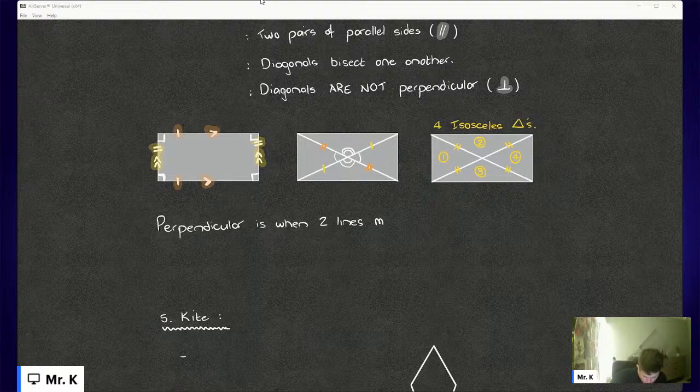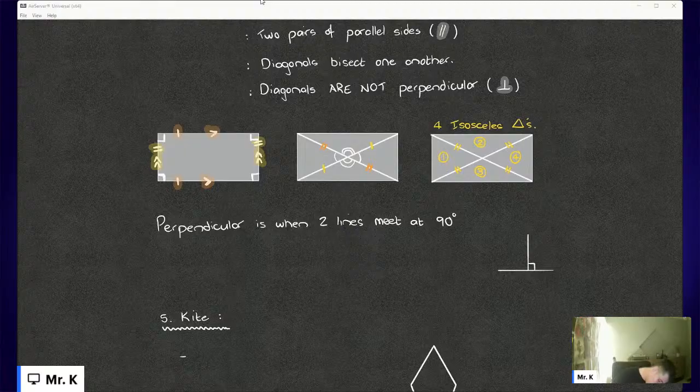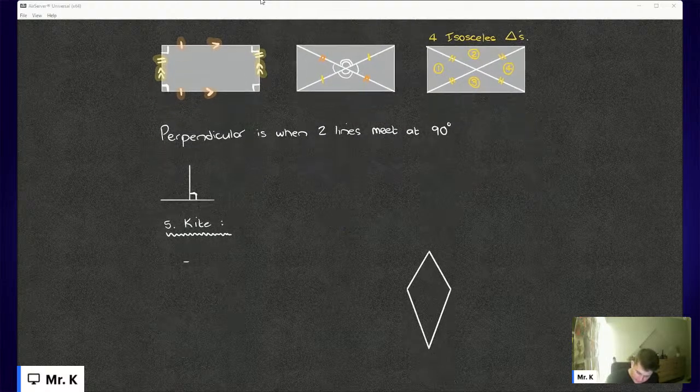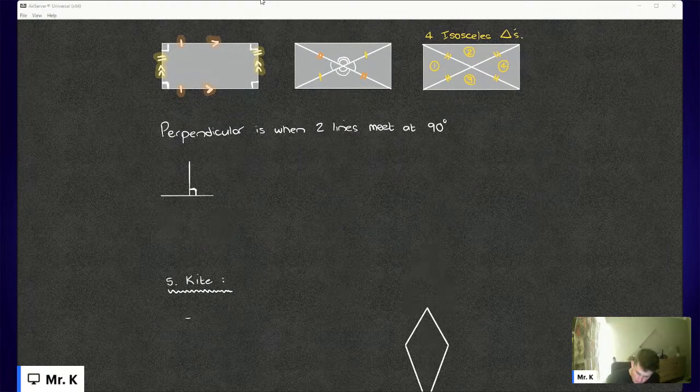Okay, two lines meet at 90 degrees. So this is what we talk about when we see a corner, for example, right? Let's just say I have a line over here and a vertical line that's exactly 90 degrees on either side, right? If we see this and we have 90 degrees on the left and 90 degrees on the right, we would say that these two lines are perpendicular.